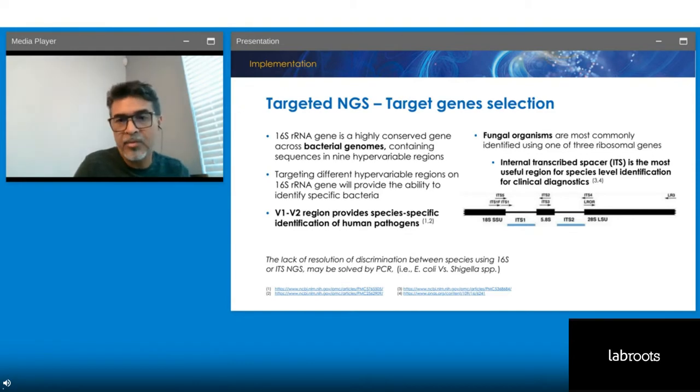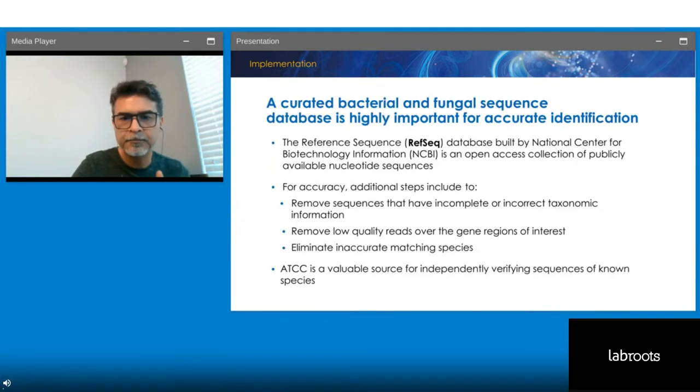One of the important things with 16S is that it's not only for gram-positive and gram-negative bacteria. We are also able to identify partially acid-fast organisms and also mycobacteria, including AFB, Mycobacterium tuberculosis. So before the implementation, it's very important to be clear about the gene that we want to target, and then, based on that, to have a database that is accurate and reliable at this level.